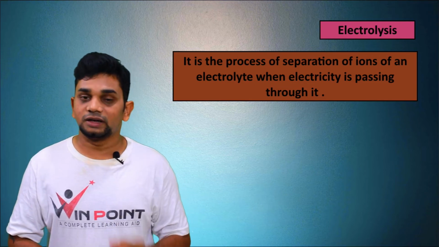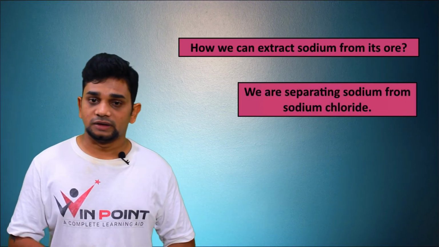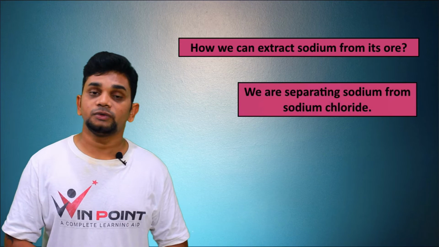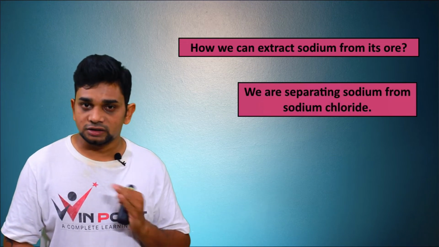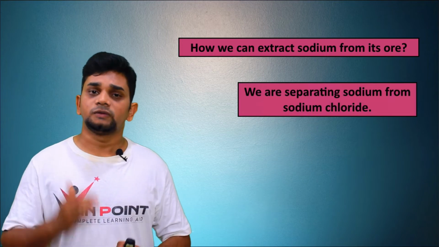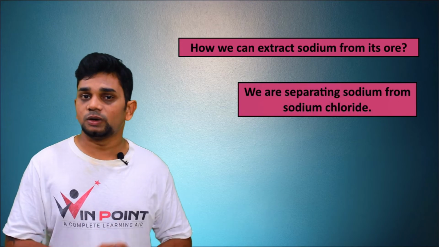Now we can discuss electrolytic reduction. How can we extract sodium from its ore? The answer is we are separating sodium from sodium chloride. We are not converting sodium into sodium oxide. Instead of that, we are taking sodium chloride, and from sodium chloride we are going to separate sodium. The method is electrolytic reduction.